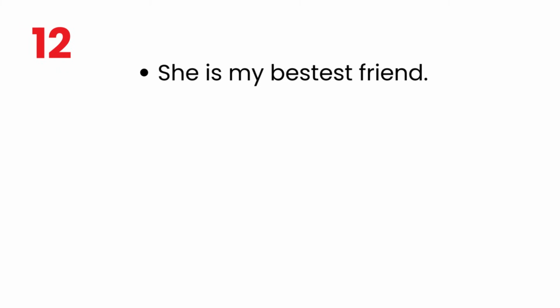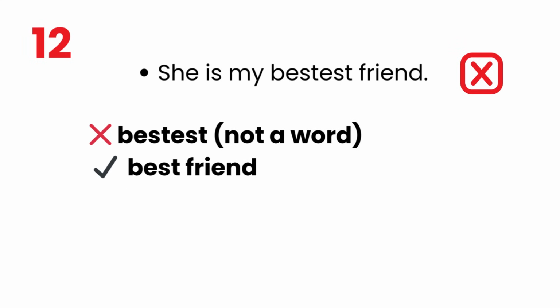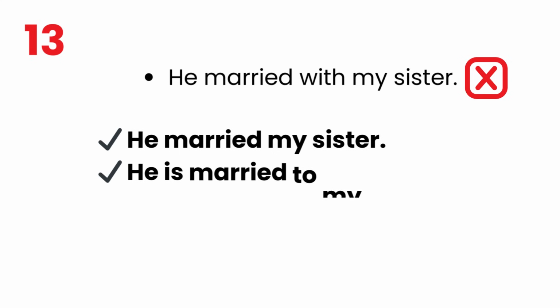Number 12. She's my bestest friend. Bestest is not a word. Best friend. That is correct. She's my best friend. 13. He married with my sister. Wrong. So, அதை நீங்கள் எப்படி சொல்லணும்? He married my sister. அல்லது he is married to my sister. Both are correct. Keep that in your mind and move on to the next mistake that everyone do.